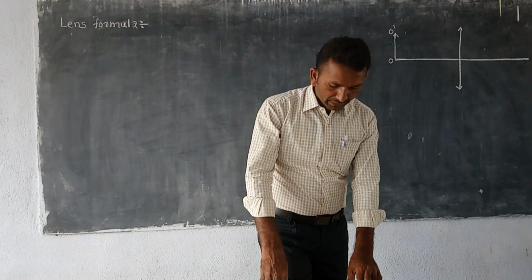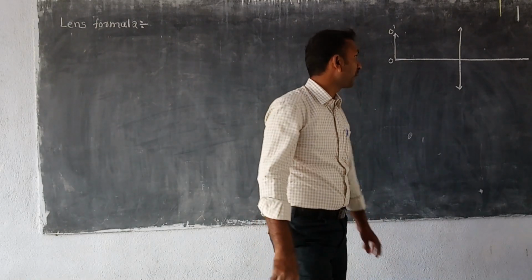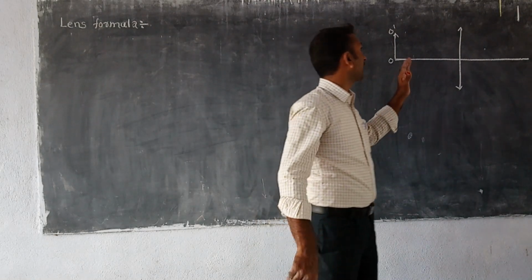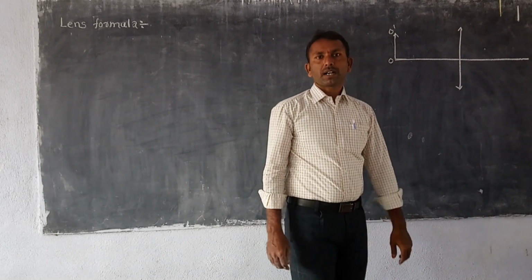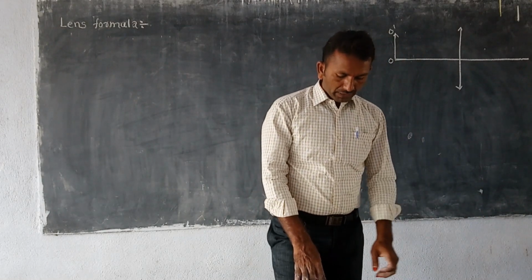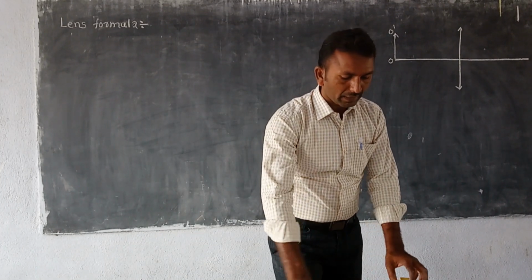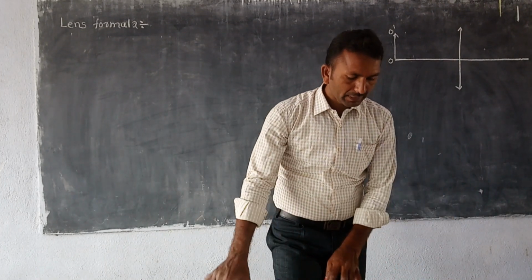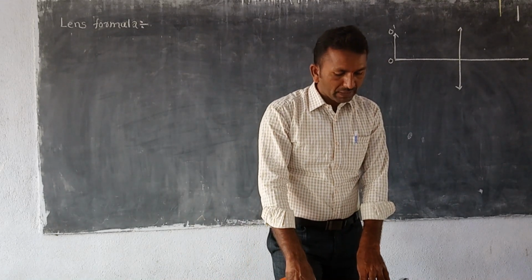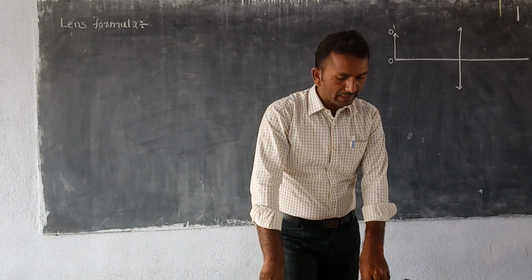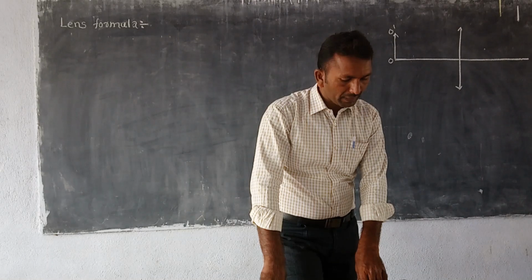Let I dash be the real image formed by the lens on the other side of it. So the image will be formed on the other side of the object. And how is the image formed? Let us find out. The ray starting at O dash and moving parallel to the principal axis, after falling on the lens, should pass through the focal point F.